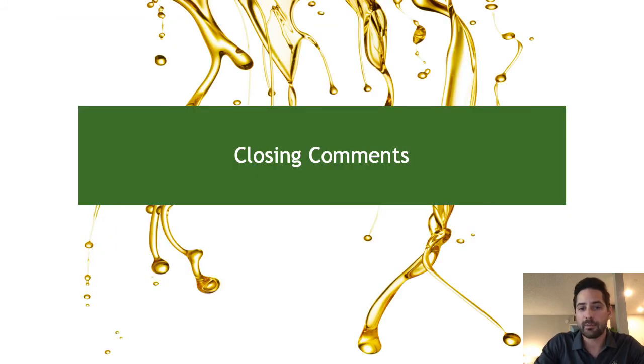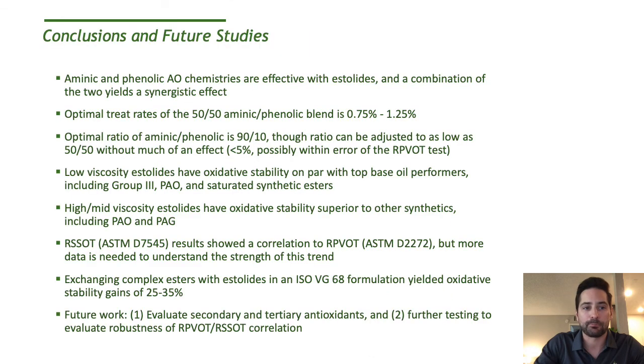So just a few comments now in closing: conclusions and some future studies. Number 1, aminic and phenolic AO chemistries are effective with estolides. A combination of these two yields a synergistic effect. Number 2, optimal treat rates of the 50-50 aminic phenolic blend are between 0.75% and 1.25%. The optimal ratio of aminic to phenolic in a formulation is 90-10, though this ratio can be adjusted to as low as 50-50 without much of an effect.